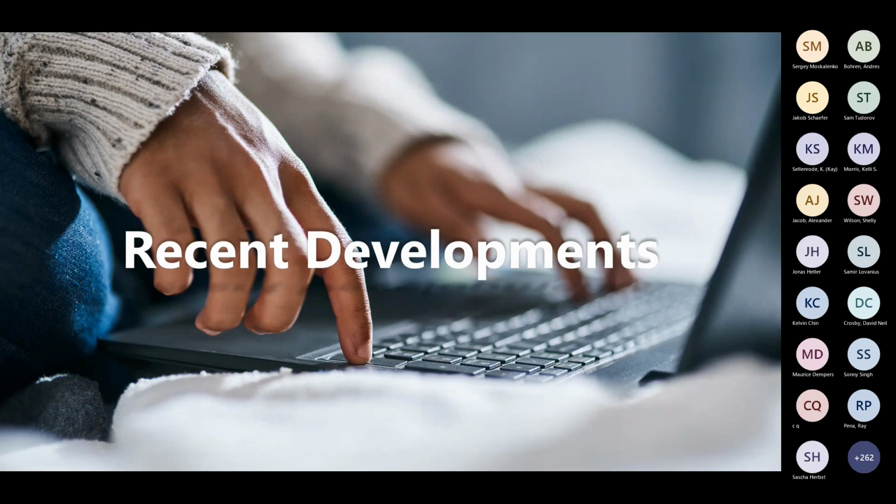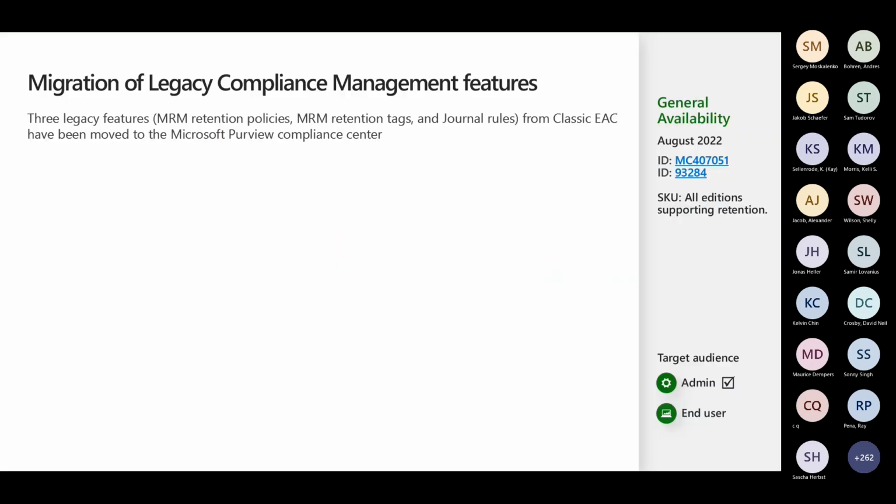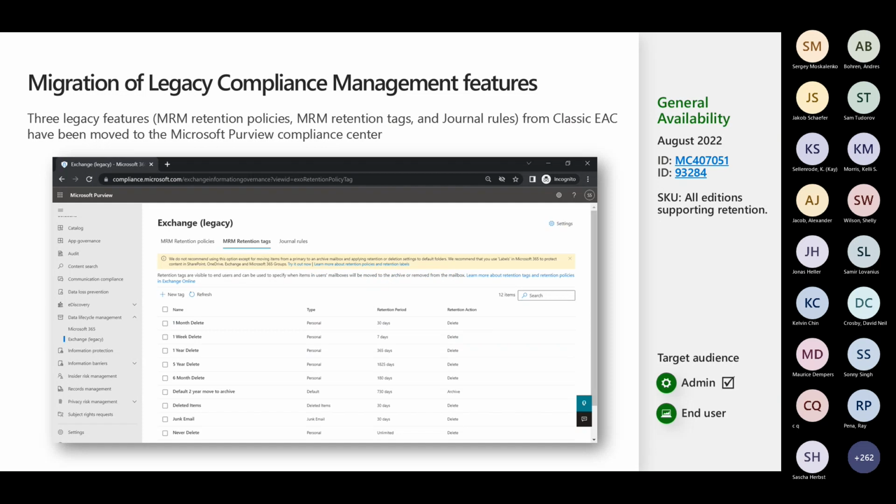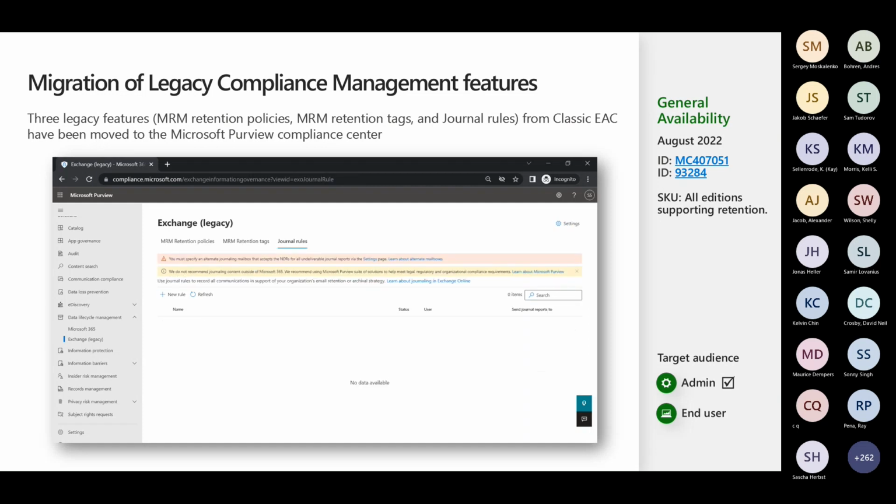Okay, let's first talk about some recent developments in Exchange Online, and then we'll get into what's coming next for Exchange Online. So to create a consistent experience for our customers to manage compliance across all applications, we migrated 3 features from the legacy admin center, including retention tags, retention policies, and journal rules. And these all now exist in the Microsoft Purview Compliance Center. They're available in a new drop-down menu under Data Lifecycle Management and Exchange Legacy.